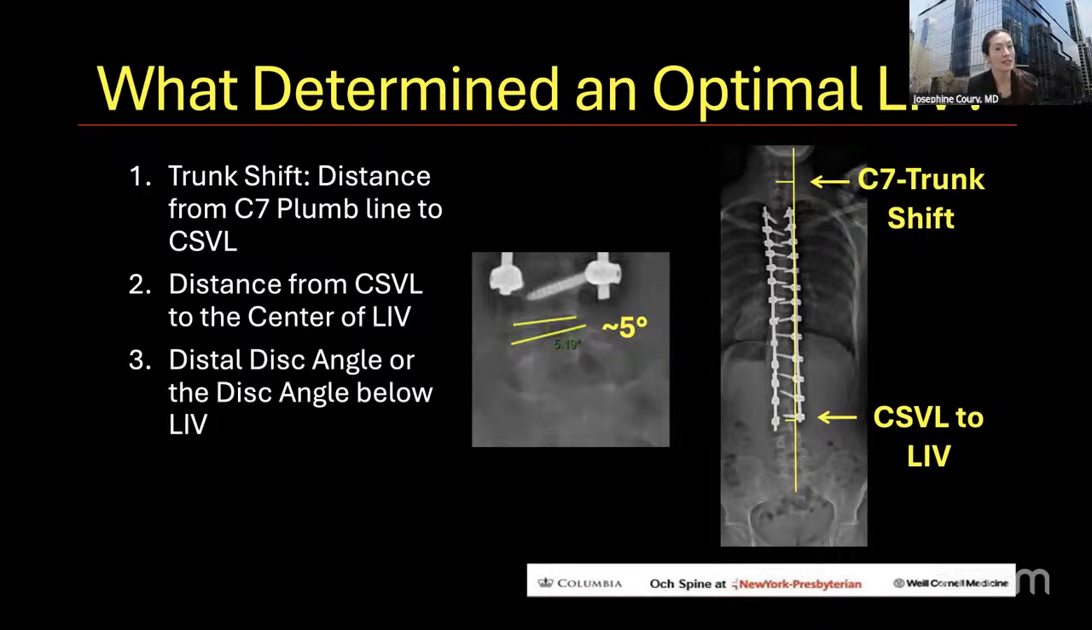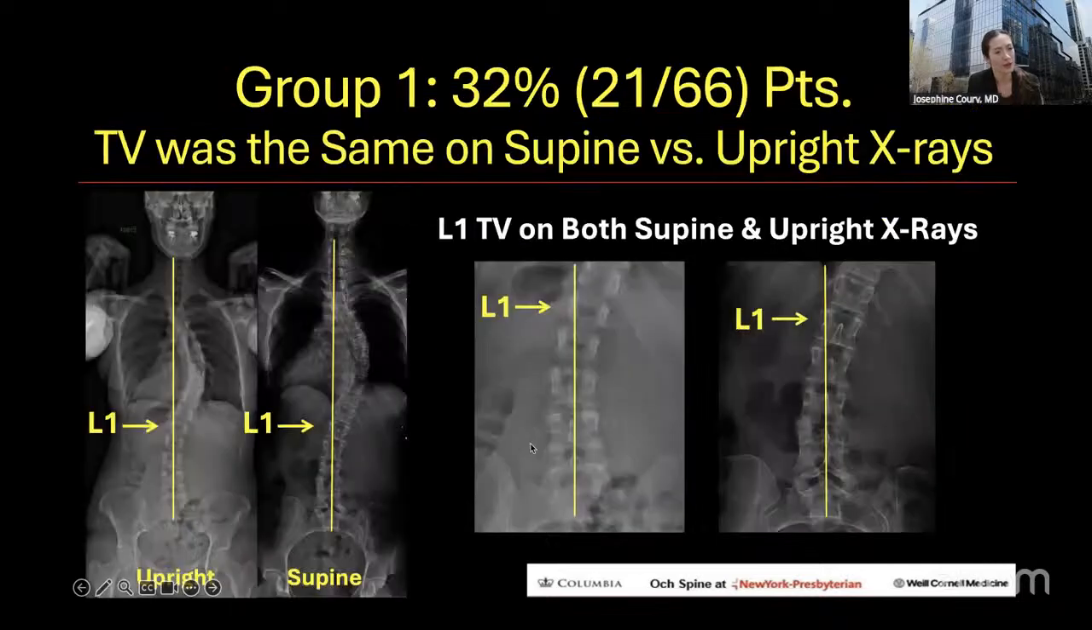We looked at the C7 trunk shift post-op. We looked at the distance from the CSVL to the LIV. We looked at the distal disc angle, which was the disc angle below the LIV, as you can see demonstrated in this image here. So in group 1, that was 21 of our 66 patients, where this one you can see, for example, this is the patient on upright films and supine films, and not much is changing.